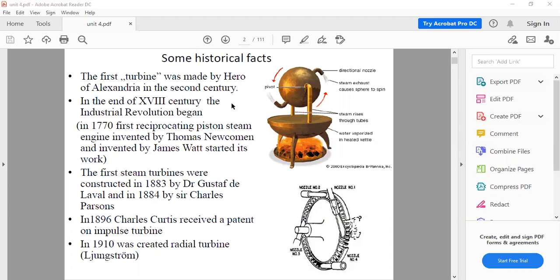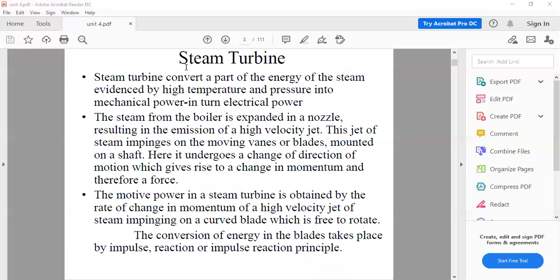This is a brief history of the steam turbine invention. See, the first steam turbines were constructed in 1883 by Laval, and in 1884 by Charles Parsons. In 1896, Charles Curtis received a patent on the impulse turbine, and in 1910 the radial turbine was created. This is a brief history of the steam turbine.